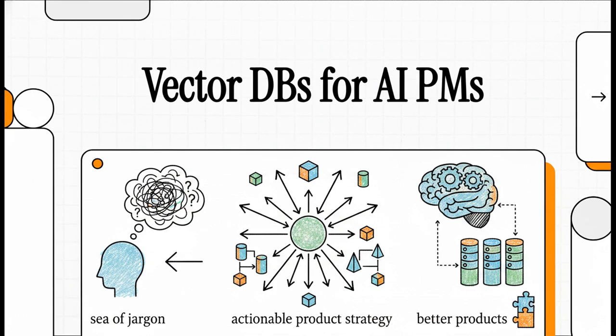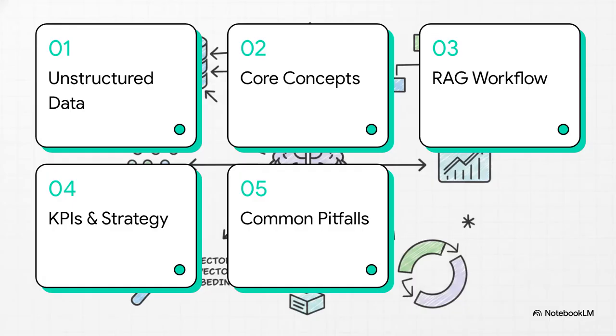We're breaking down vector databases, what they are, why they're literally the backbone of modern AI, and exactly how you can leverage them to build much better, more reliable products. Here's the roadmap for our explainer. We'll start with the unstructured data problem, move into the core concepts of vector space, and then break down the RAG workflow. After that, we'll look at KPIs and product strategy, and wrap up with common pitfalls to avoid. Basically, we're going straight from the core problem all the way to execution.